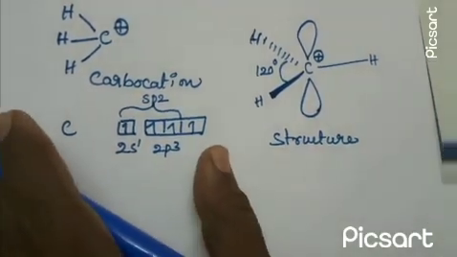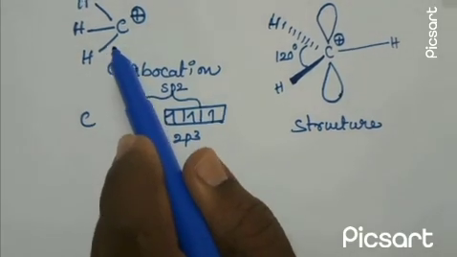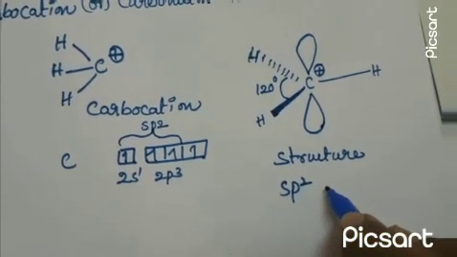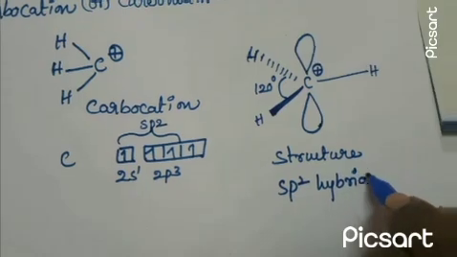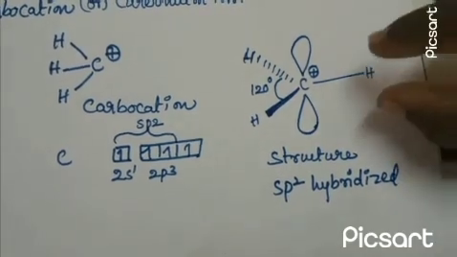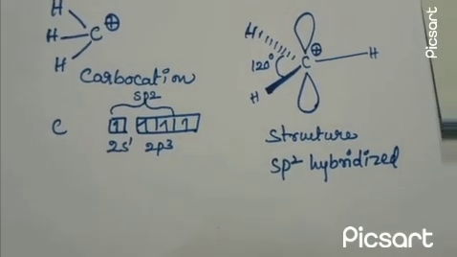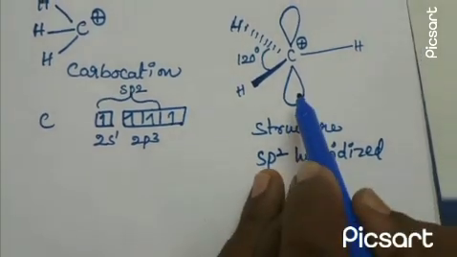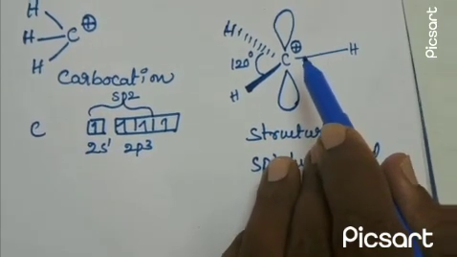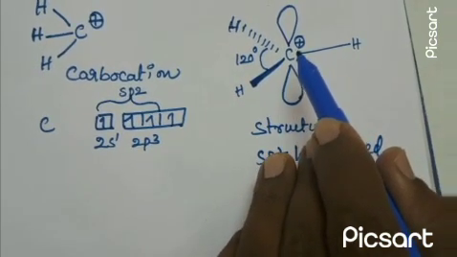So briefly, the carbocation has a trigonal planar structure, is sp2 hybridized, and the bond angle is 120 degrees. There is one vacant p orbital on the carbon. There is a positive charge on the carbon, which means the carbon lost an electron. Any atom or molecule carrying a positive charge is electron deficient.